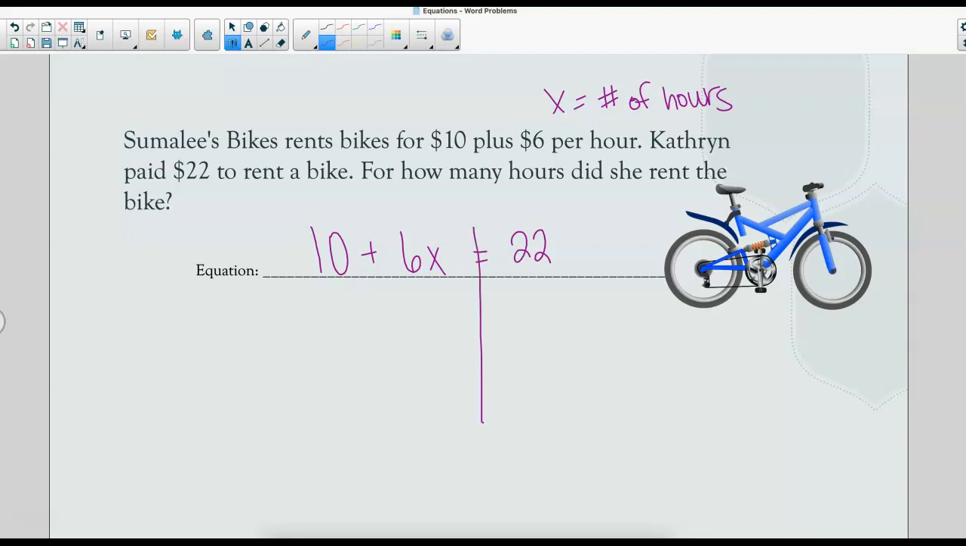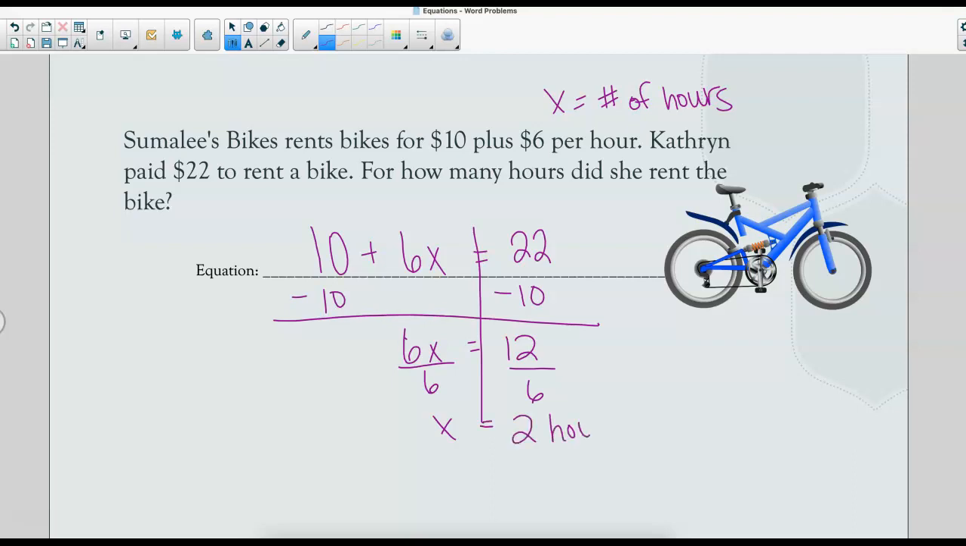Okay, so minus 10 from each side. 6x equals 12. Divide by 6. X equals 2 hours. Okay, so she rented the bike for 2 hours. Questions there? Okay.